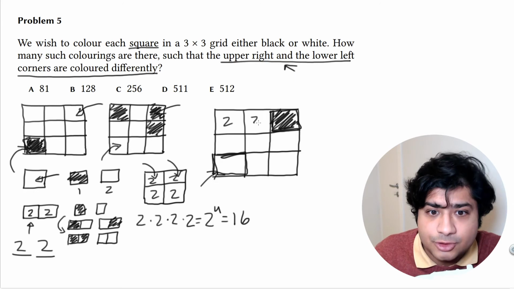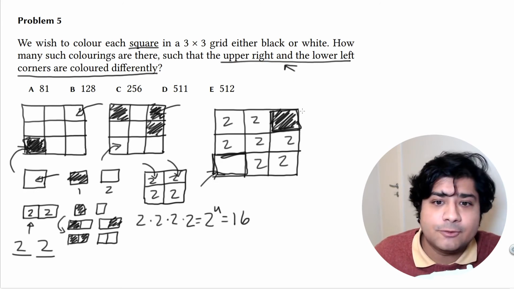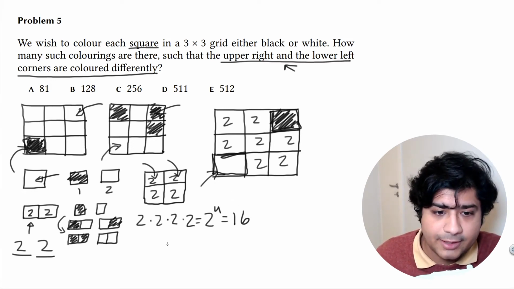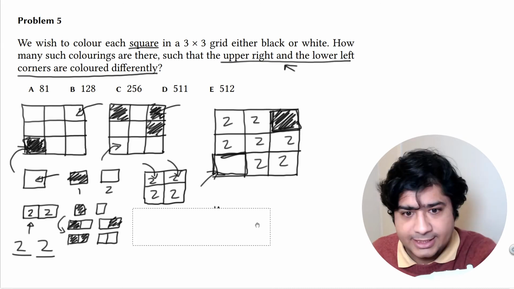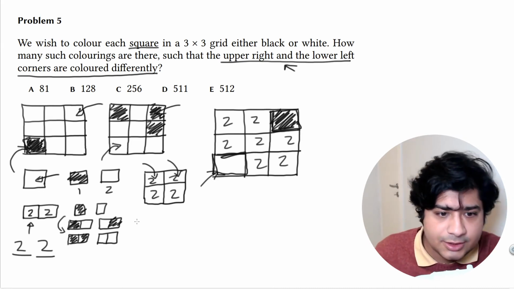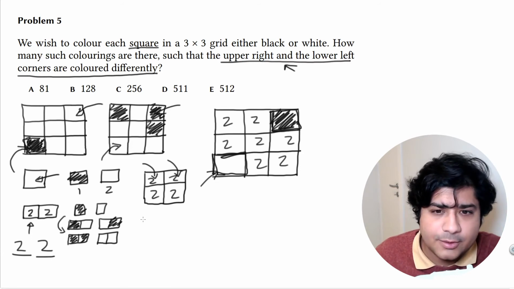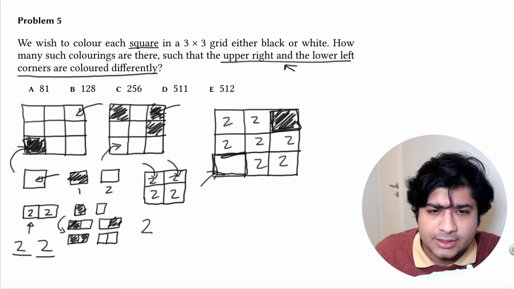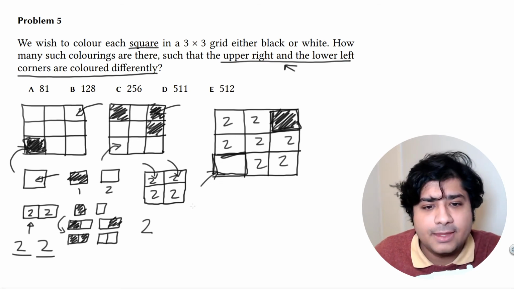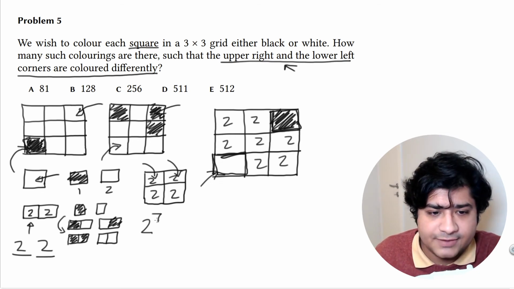So this is 2, 2, 2, 2, 2, 2, 2. So for this category, let me take away this one. Let me have some more space. So the first one is going to be 2. So how many are these? There's 1, 2, 3, 4, 5, 6, and 7. Okay. So that's 2 to the power of 7.